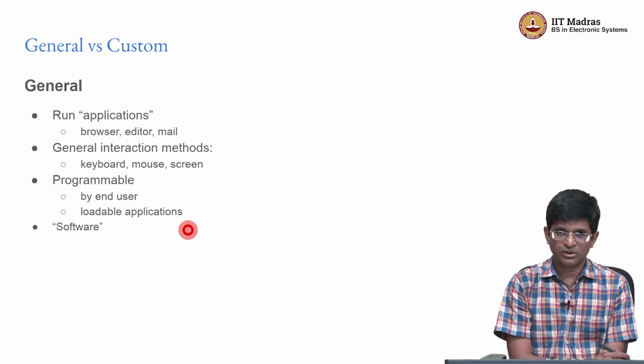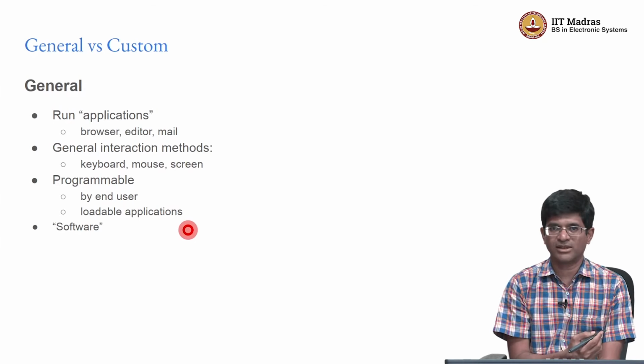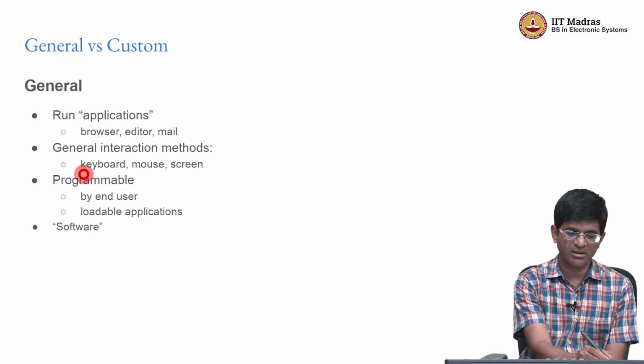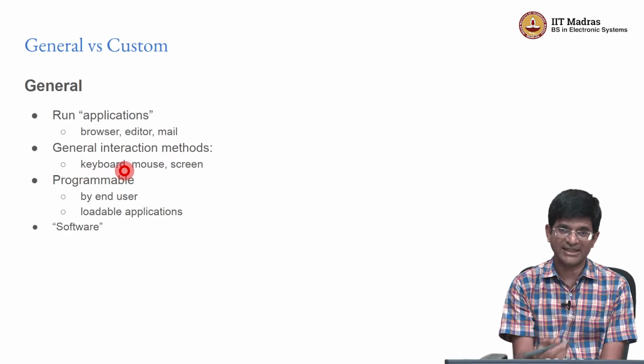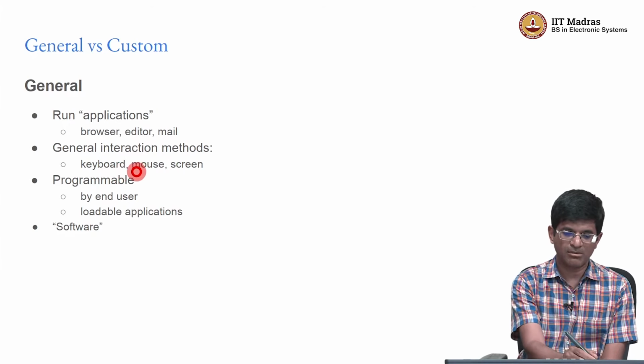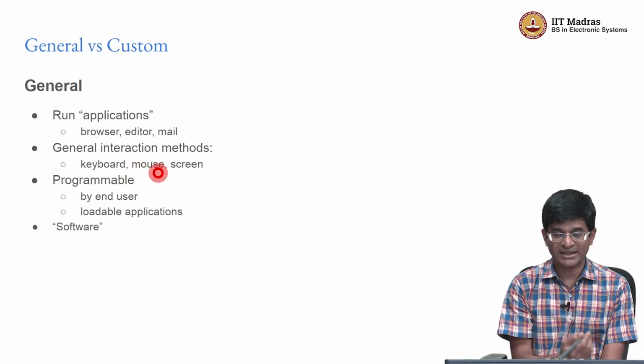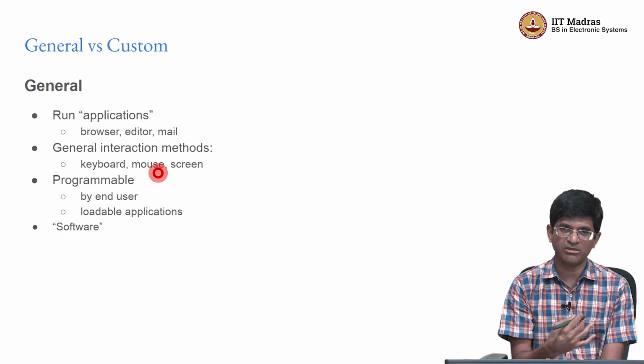The other thing that you notice about a system like this, a general purpose system, is that the interaction methods are also very generic, right? There is a keyboard which pretty much allows you to type in anything, any command or any data that you want into the system. There is a mouse that allows you to navigate around the screen. The screen itself is used as a feedback mechanism that tells you what the computer wants to convey to you, right? The keyboard and mouse are in one direction, from you to the computer. The screen is the reverse.